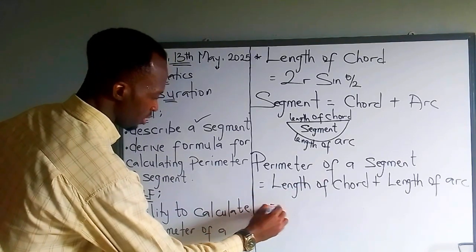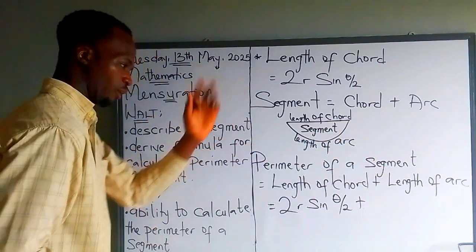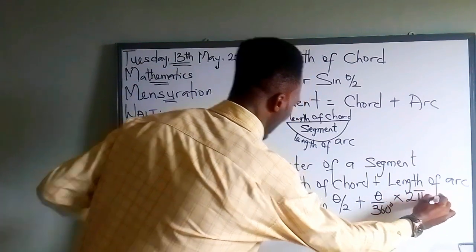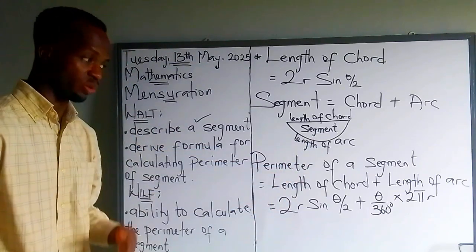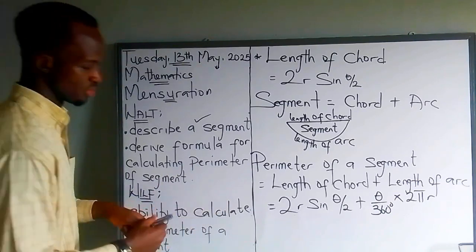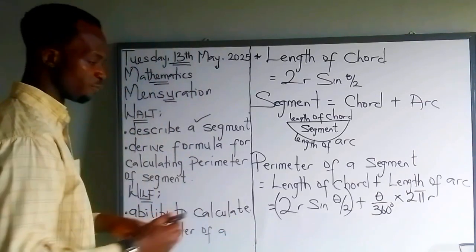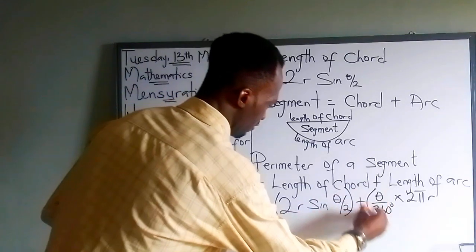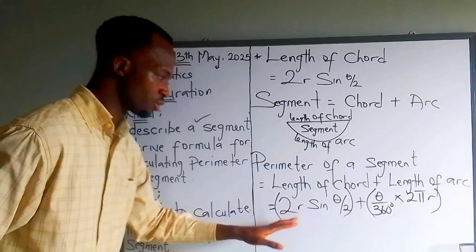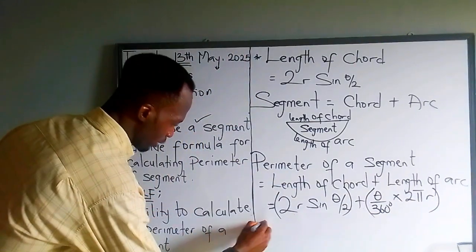The length of chord already is given as 2r sine theta over 2, plus the length of an arc, which we saw much earlier, theta over 360 degrees times 2 pi r. If you use this formula like this, you are going to get your answer. But to put this in a simpler way, we'll have to factorize. So observe, this is one side of the formula: 2r sine theta over 2 plus theta over 360 times 2 pi r. You see that 2r is common to both terms. There's 2r here and there's also 2r here. So what we need to do is to factorize 2r.